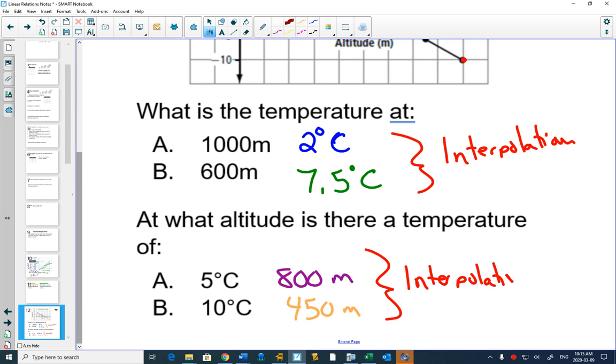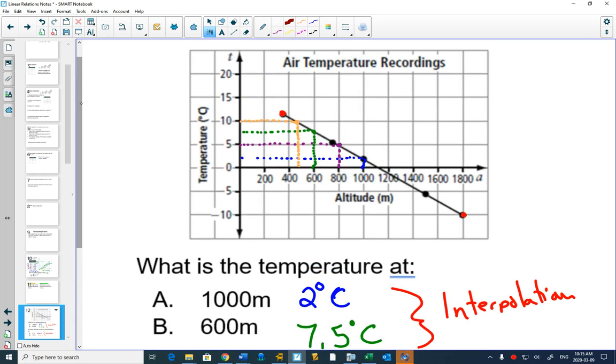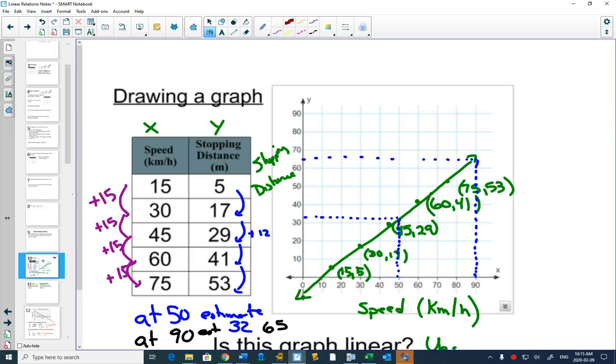If I extend the line beyond what was given, so if I drew this farther this way or farther this way, anything that would hit that red line, that would be extrapolation. So you have to sort of look at your endpoints. If we look back to our first example, where was our first point?